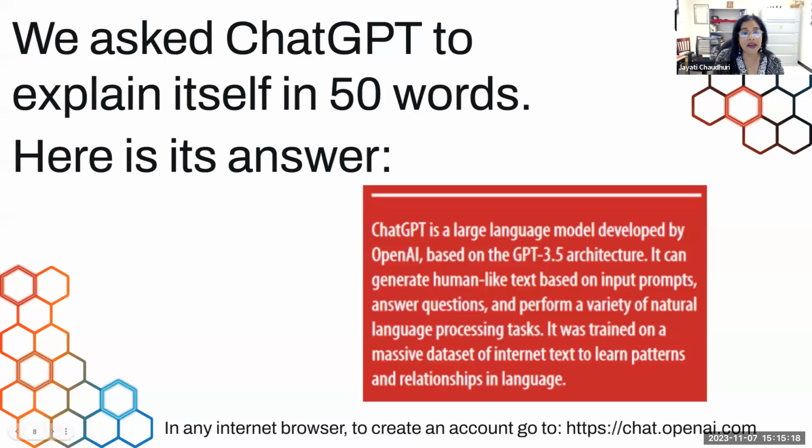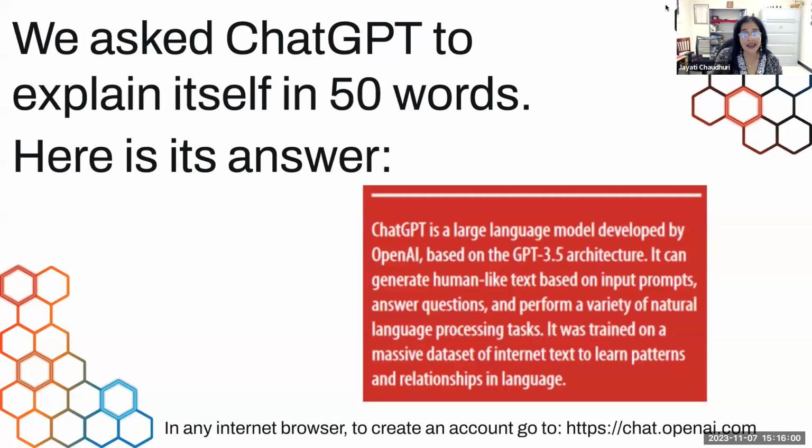So the parent company is OpenAI. It can generate human-like text based on input prompts and answer questions. It can generate the answer, regenerate the answer, and change the answer based on your grade or need. If you want it to be more formal or less formal, it can change the tone, and it can also give you an answer like a sixth grader or like a college student. It was trained on a massive data set of internet text to learn patterns and relationships in language.